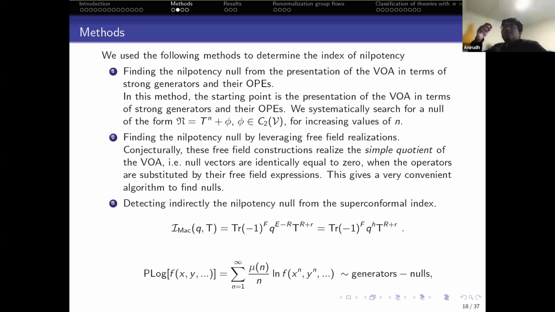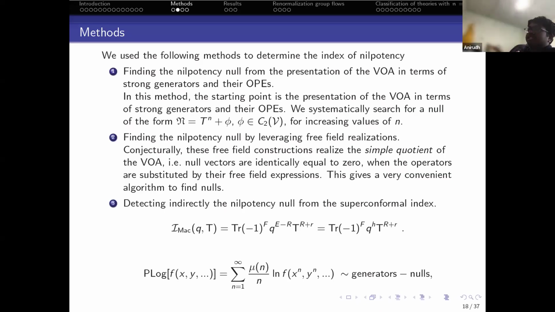And the advantage of these free field realizations is that whenever you have a null, the null is exactly equal to 0 once you insert the expression in terms of free fields. So this gives some advantage to some extent, and then you don't really need to compute norms, you just need to express each object in free fields, and then you see, okay, is it 0 or not? If it is 0, then it's a null.